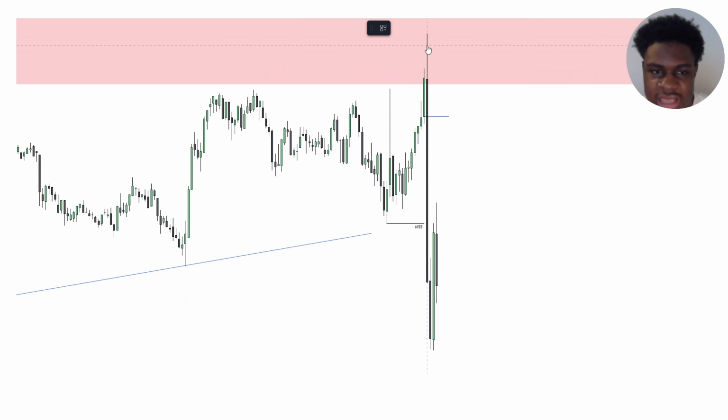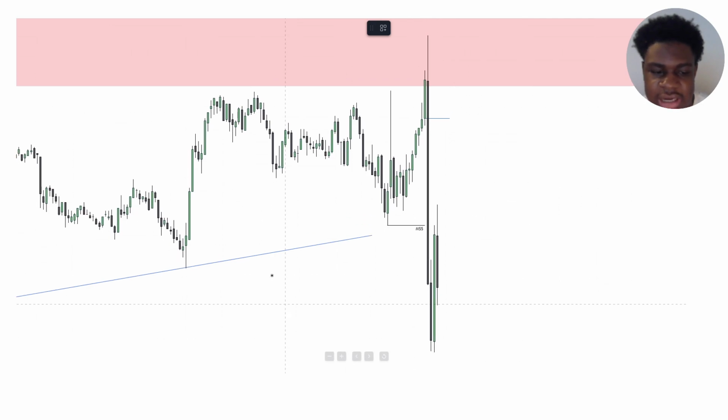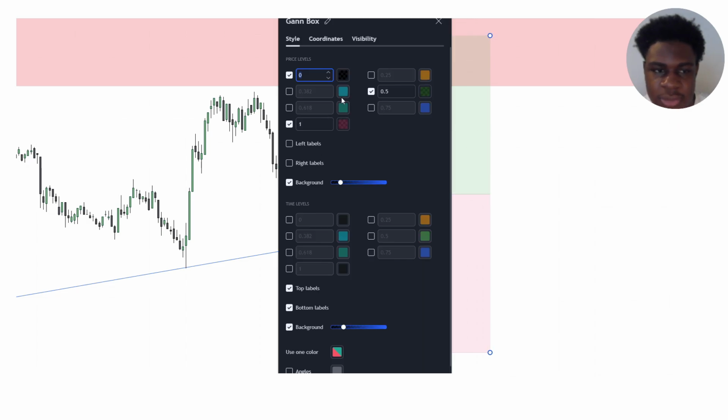So essentially just like that, we have this low being formed right here. I want to anchor my Gann box from the high to the low, and we get the 50% here. If you guys want to know my Gann box levels, here it is right here. This is the Gann box on TradingView. You guys can just use these specific levels for identifying your premium to discount zones.